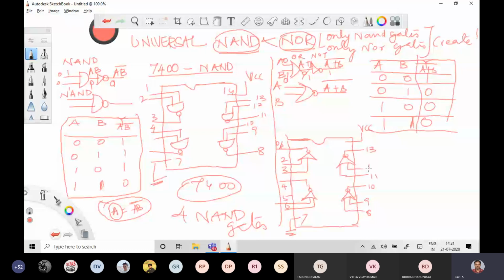So this is the pin configuration of the NOR gate. The IC number for this NOR function is 7402.